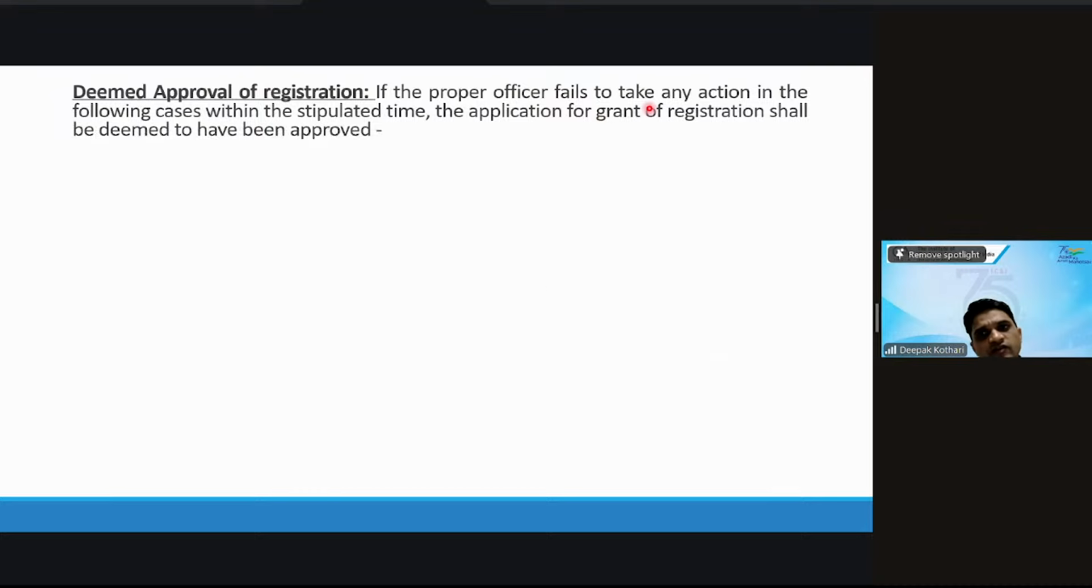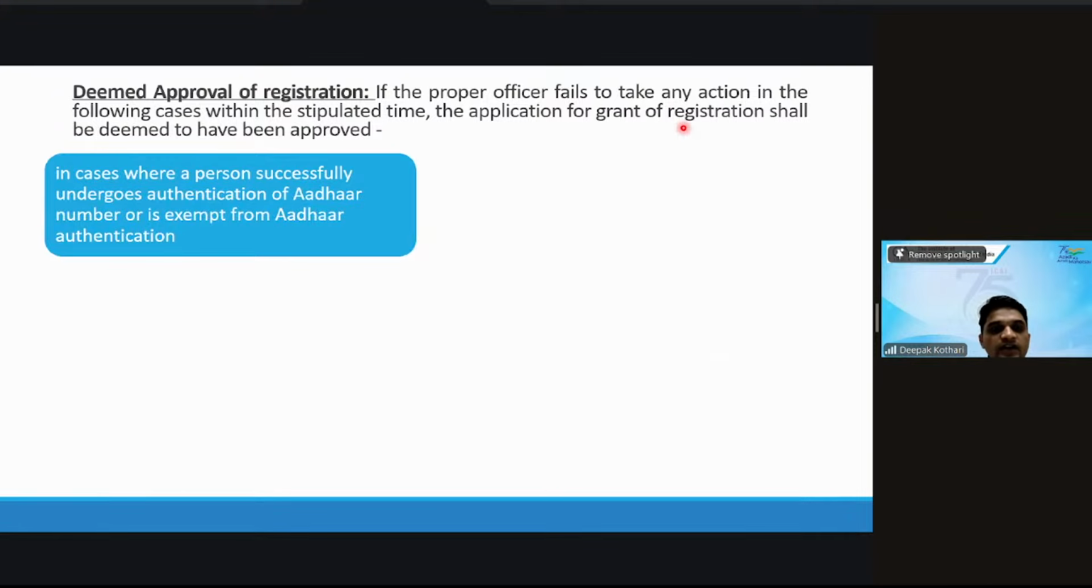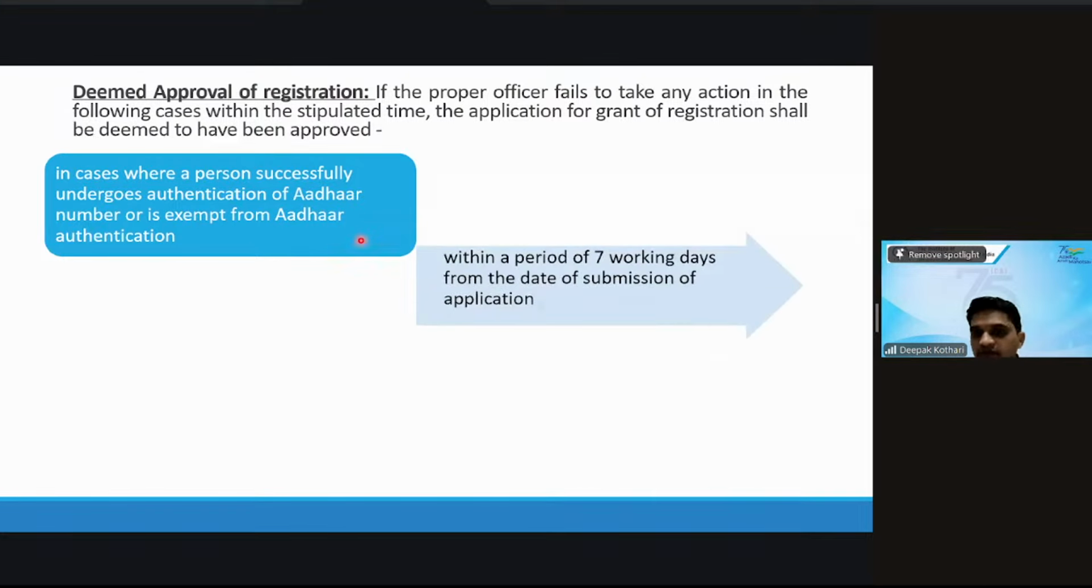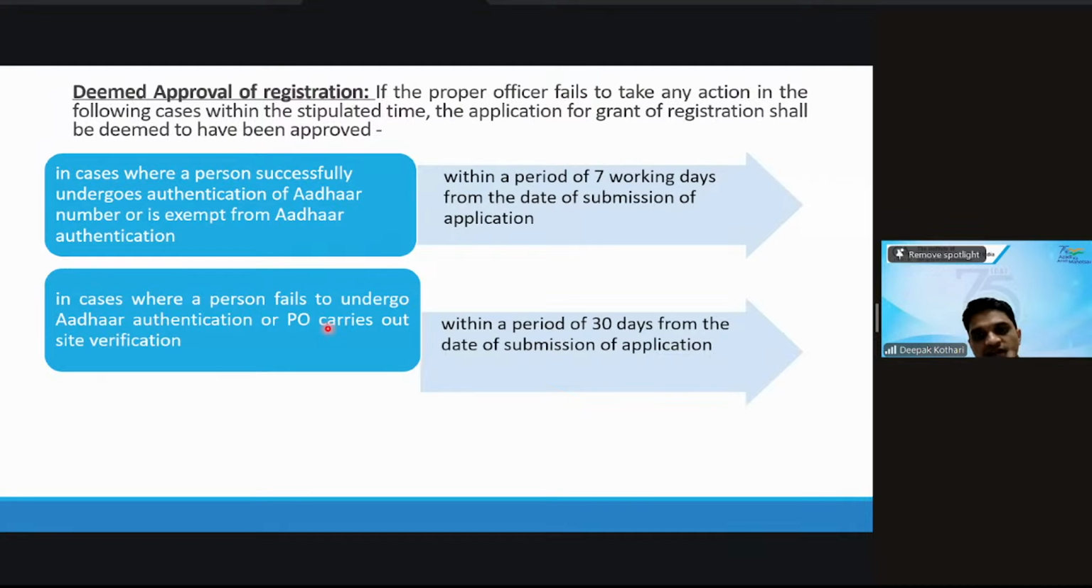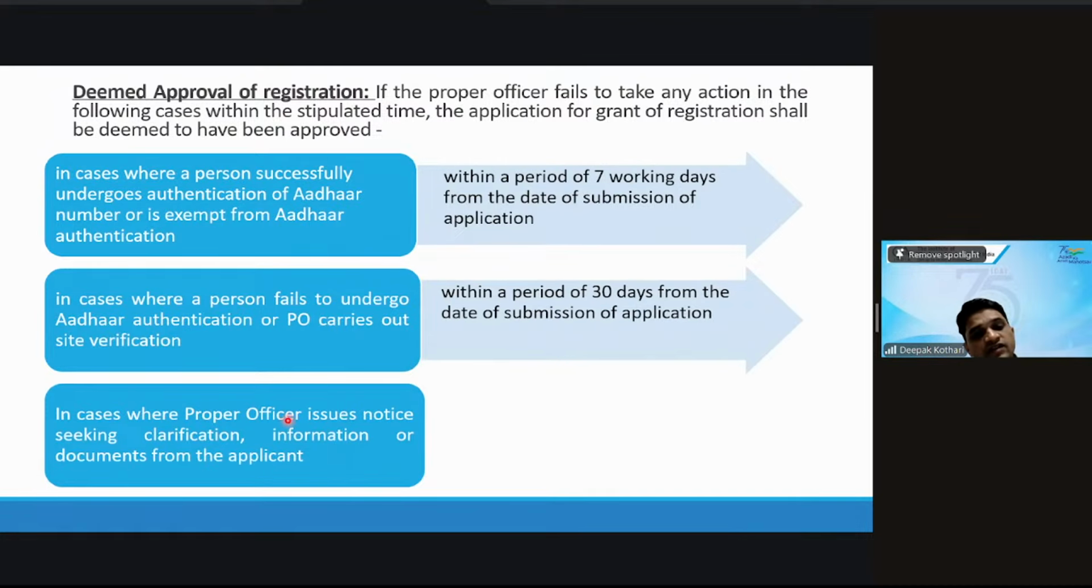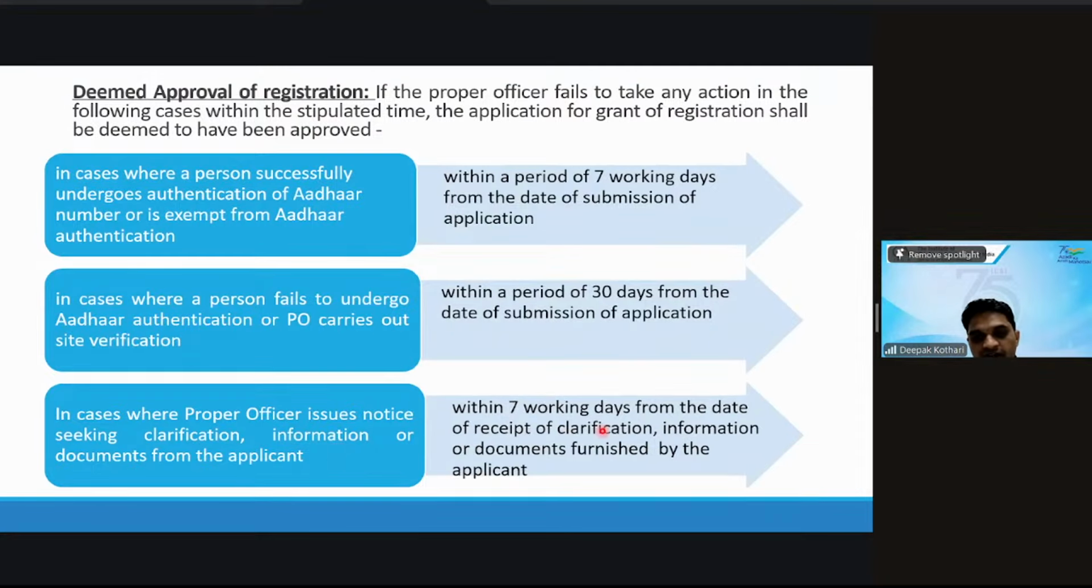If the officer fails to take any action in the following cases within the stipulated time, the application for grant of registration shall be deemed to have been approved. When in cases where the person has successfully undergone authentication of Aadhaar or is exempt from Aadhaar authentication within period of 7 days, and in cases where he fails to undergo Aadhaar authentication within a period of 30 days. In cases where proper officer issues notice seeking clarification, then 7 working days from the date of receipt of clarification, in case Aadhaar is authenticated, and in other case, 30 days. Clear?